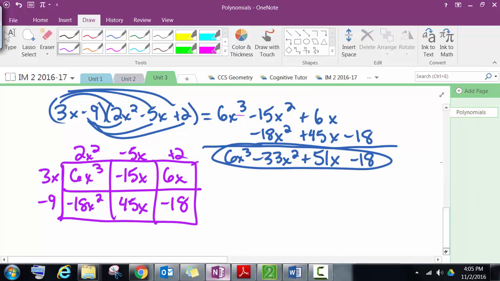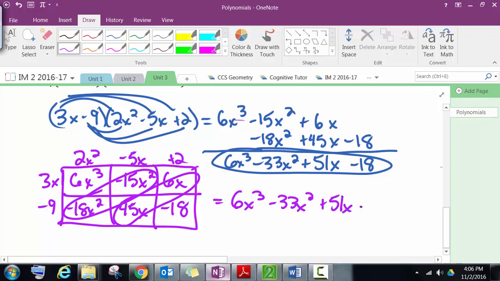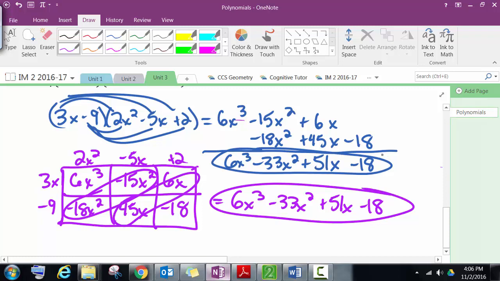So I can add my like terms. They're not lined up quite like it was before, but they are on a diagonal. So that's nice. So it's 6x cubed minus 33x squared. Oops, there should be an x squared there. Plus 51x minus 18. Same answer, no matter how you do it.